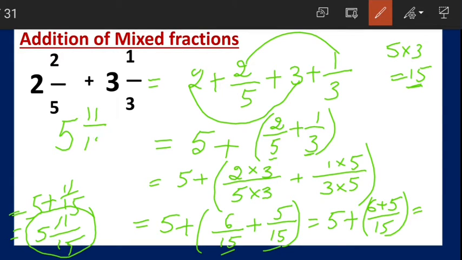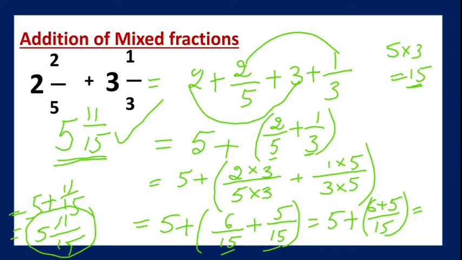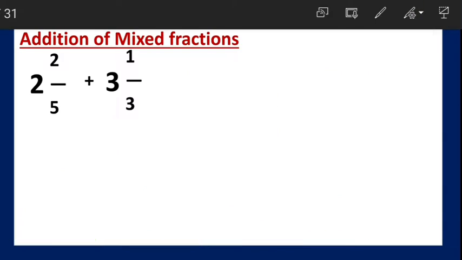5 11 by 15 is the answer. Like this we get the mixed fraction directly. And we know that we can convert into improper fractions also. We can add the given mixed fractions. Let's see that method.